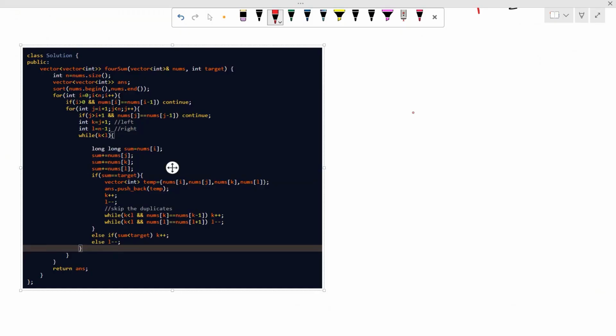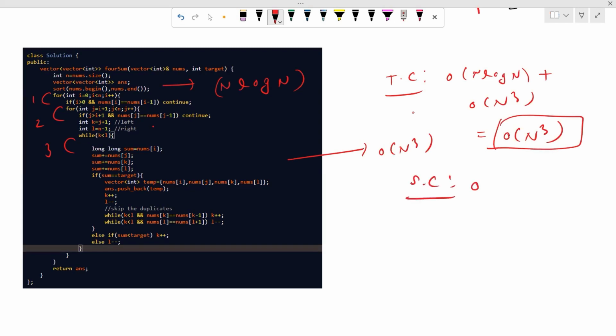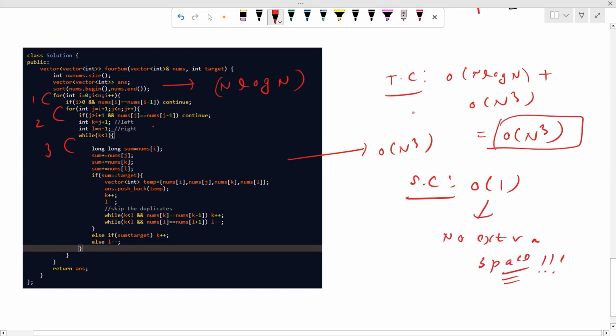Since we are sorting the elements, it will require O(n log n), as we traverse over the array 3 times. First this for loop, second this for loop, and third is for this loop. First, second, third. So it will require O(n cube). So ultimately our time complexity will be O(n log n) plus O(n cube), which will be equal to O(n cube), right? And the space complexity will be equal to O(1), right? Because we are not using any extra space over there. No extra space, right? I hope this approach is clear to all of you guys.